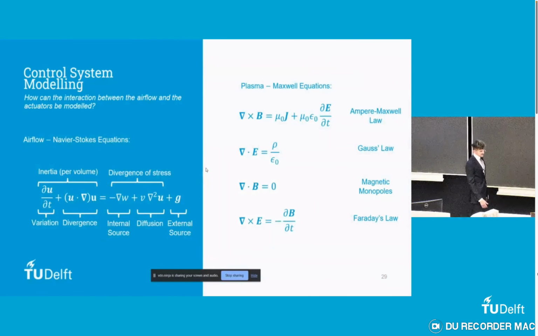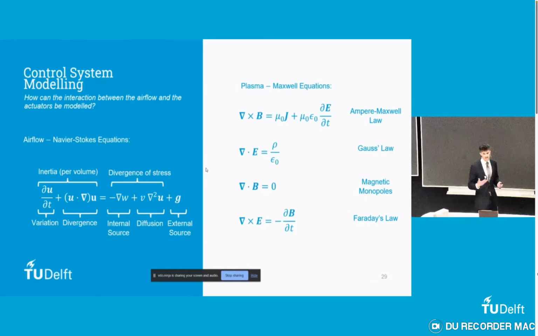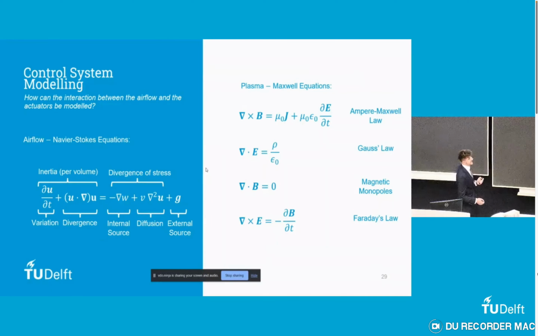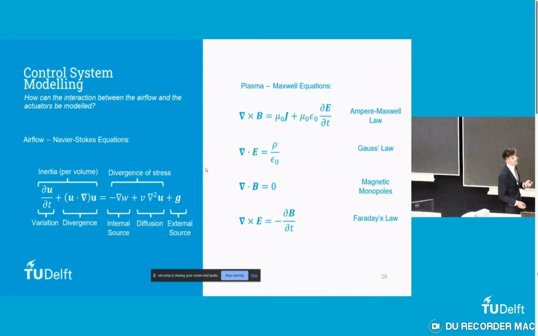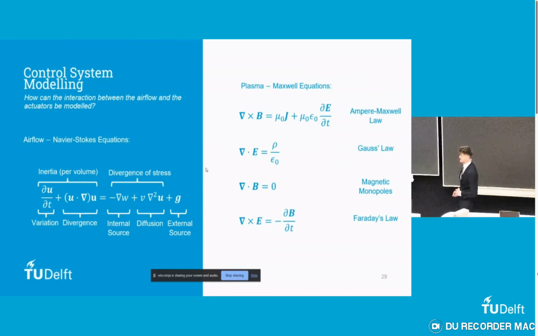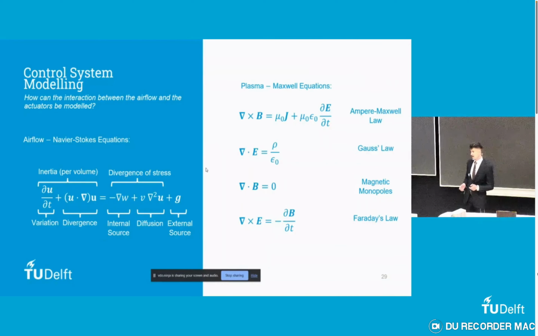Now, it's nice that we have our control variables, but we need to know how they actually affect the flow around the airfoil. And as we all know, or as at least the aerospace people here know, the flow is generally dictated by the Navier-Stokes equations on the left-hand side. Meanwhile, plasma, being an electrical phenomenon, is completely dictated by the Maxwell equations on the right-hand side. This provides us with a bit of a problem because combining these two is extremely hard and basically impossible.